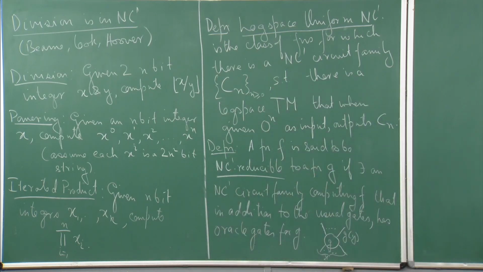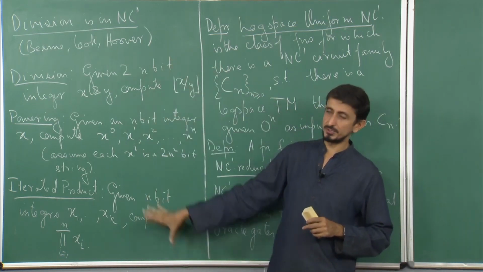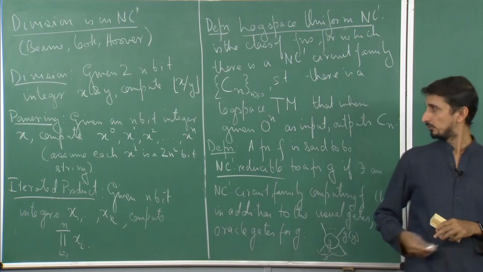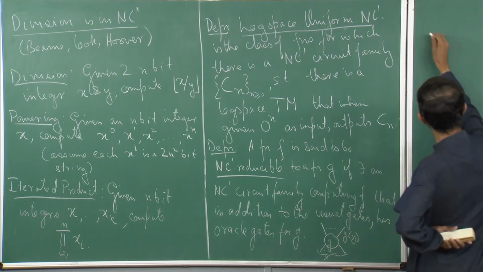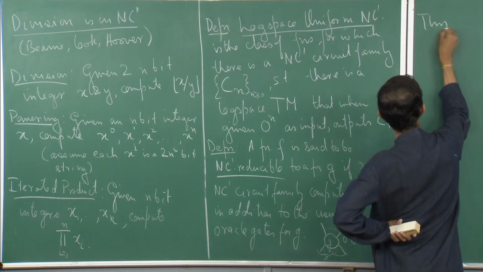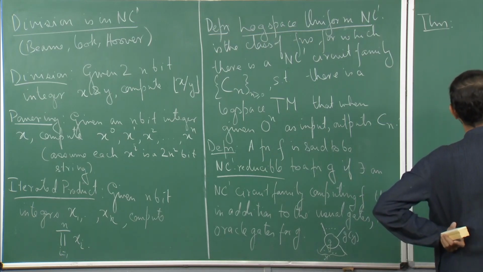Okay. So when we say that these problems are equivalent, our notion of equivalence would be with respect to NC1 reducibility. So, let us get started. First, what we will show is that division reduces to powering. Okay.